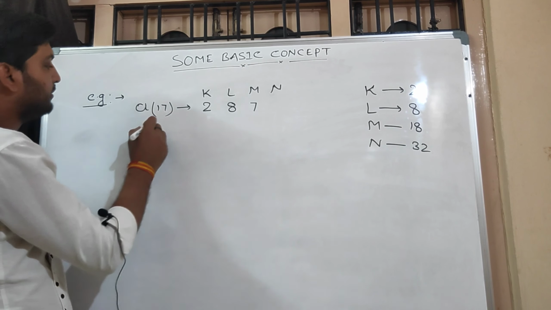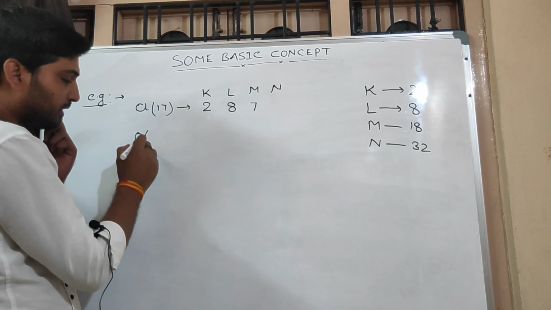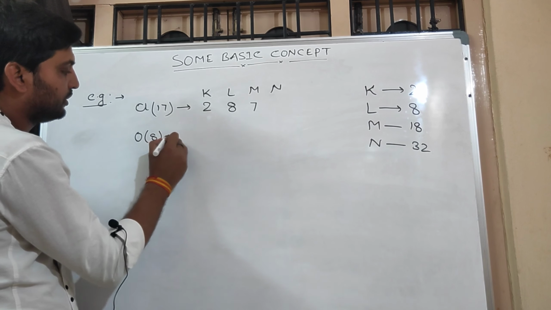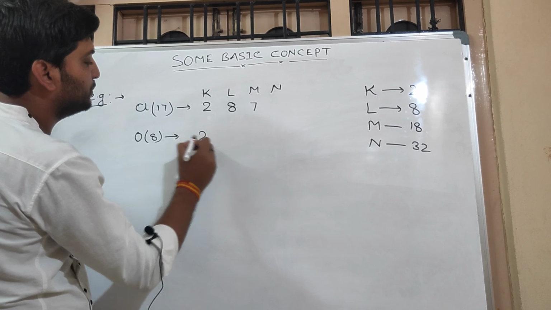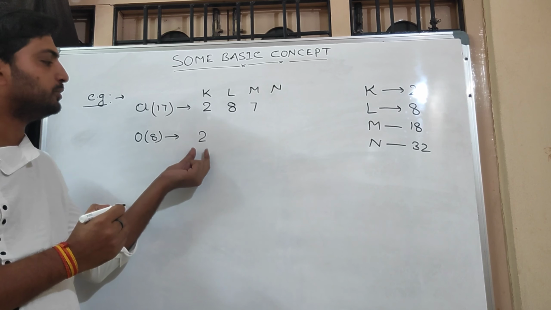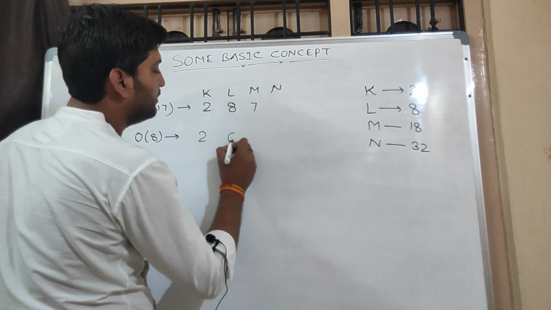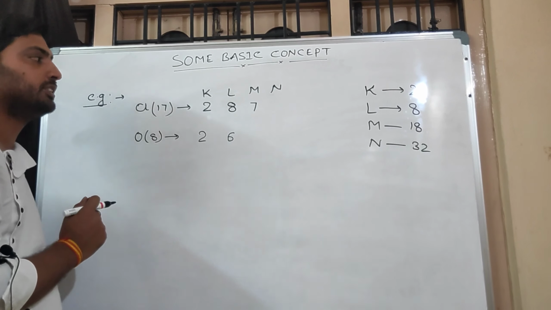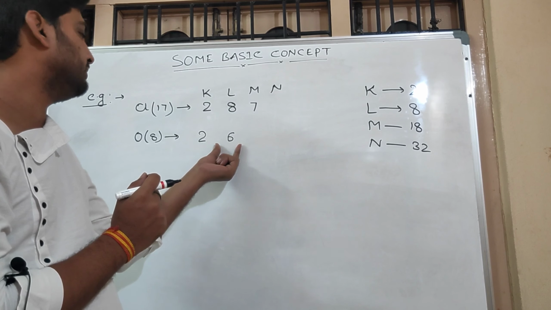Another example, oxygen. Atomic number 8. So again, K. How many electrons will be there? 2. How many electrons are now left? Because out of 8 electrons, we have put 2 here. So the remaining electrons are 6. So we will put it here because the maximum number of electrons that can be present in L is 8. So 6 is below 8. So it can be here.